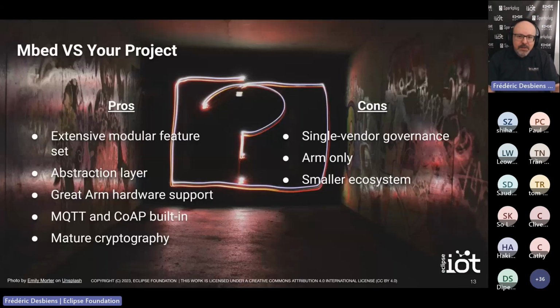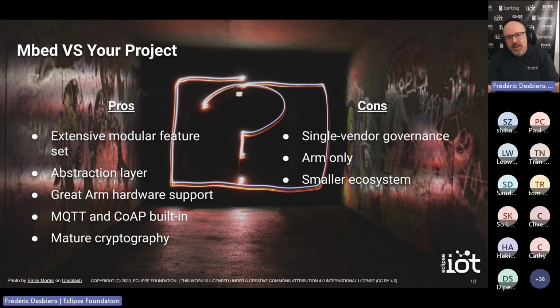Now, is Mbed a good fit for your project? Well, of course, Mbed is modular, so this enables you certainly to ensure that your executable is as small as possible. So that's a good thing. Abstraction layer and great ARM hardware support are given there. It's nice to see MQTT and CoAP built in and a mature cryptography solution provided.